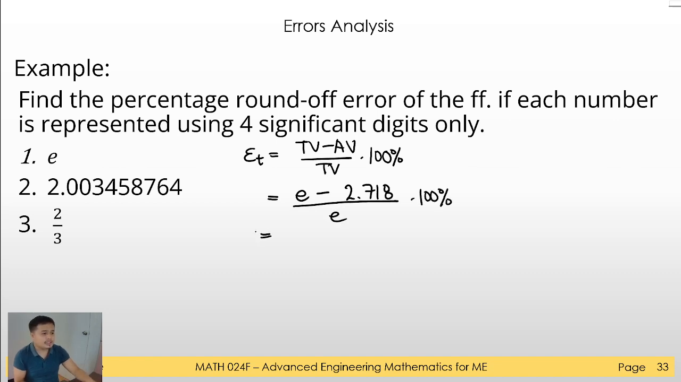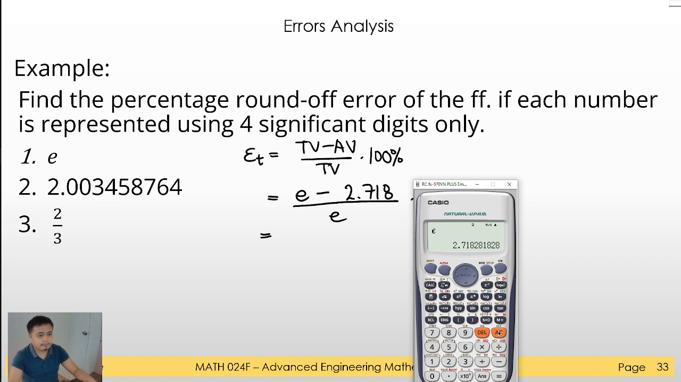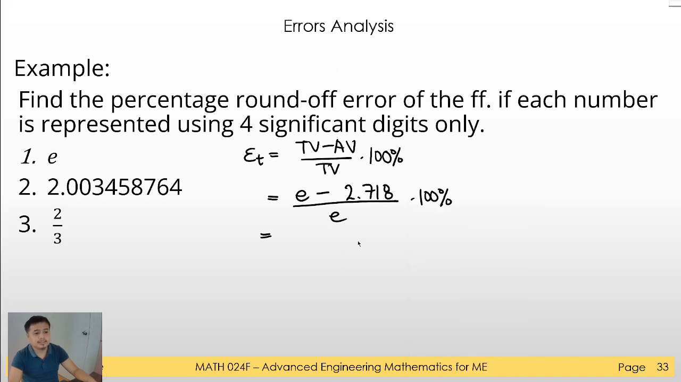So calculating this, your relative true error for the rounding off will be equal to the value times 100. So the answer should be 0.0137%. So this is a relatively small error. Okay, and then for number 2, let's try to solve this again.